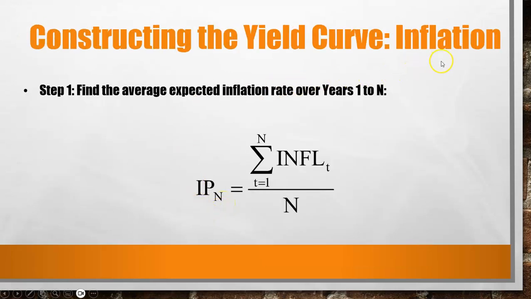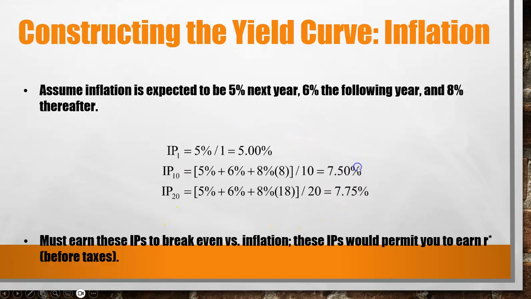Constructing the yield curve, inflation. Step 1, find the average expected inflation rate over years 1 to n. That is a fancy, complicated looking formula. It's not that hard actually. Assume inflation is expected to be 5% next year, 6% the following year, and 8% thereafter. So IP for 1 year, 5% divided by 1 equals 5%. IP 10 equals 5 plus 6 plus 8 times 8, divided by 10. That gets you 7.5.